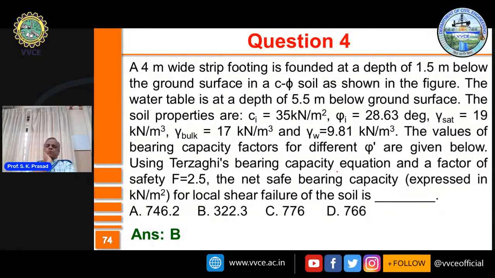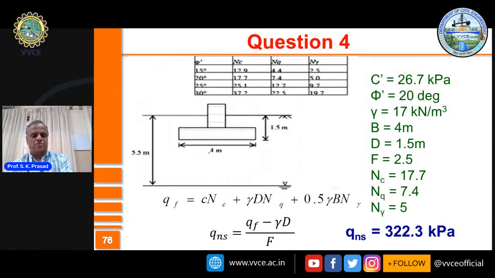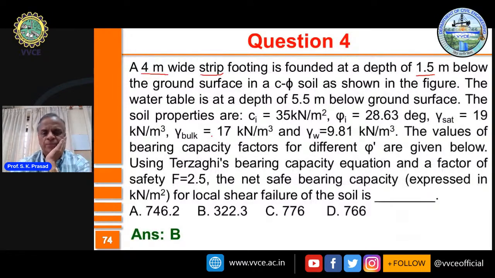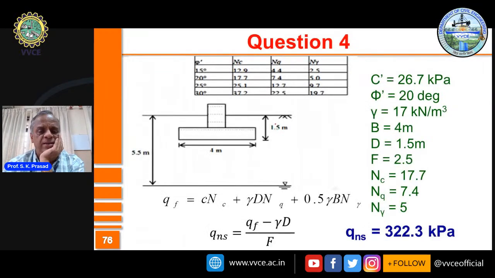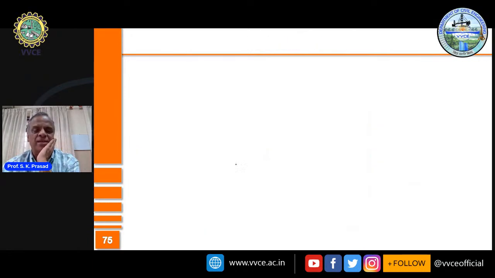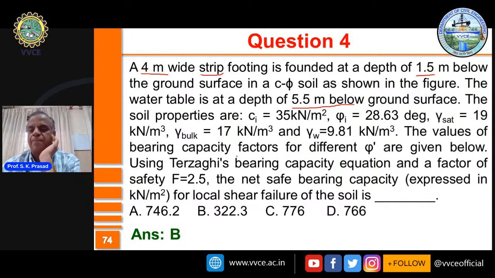Please understand, a 4-meter wide stiff footing. Carefully you should know the width, and it's a stiff footing, is founded at a depth of 1.5 meter below the ground surface in a C-phi soil, as shown in the figure. The figure is shown next: 4 meter, 1.5 meter. Here, NC, NQ and N gamma terms are also given for different phi's. The water table is at 5.5 meter below the ground surface. Remember, it is at a depth of 4 meter below the bottom of the footing. Therefore, the water table is not interfering here. You should assume that the water table has no effect on the bearing capacity.